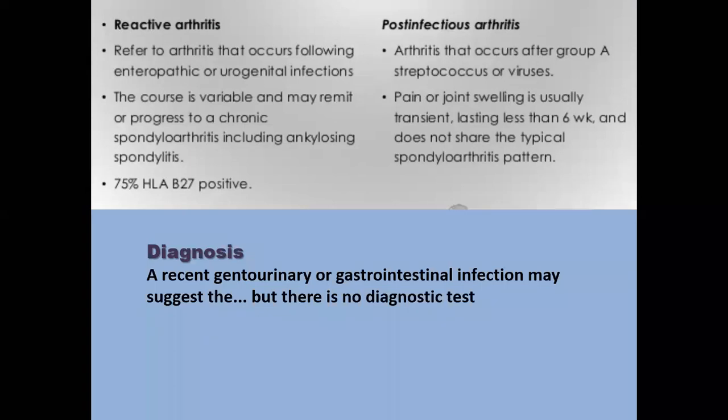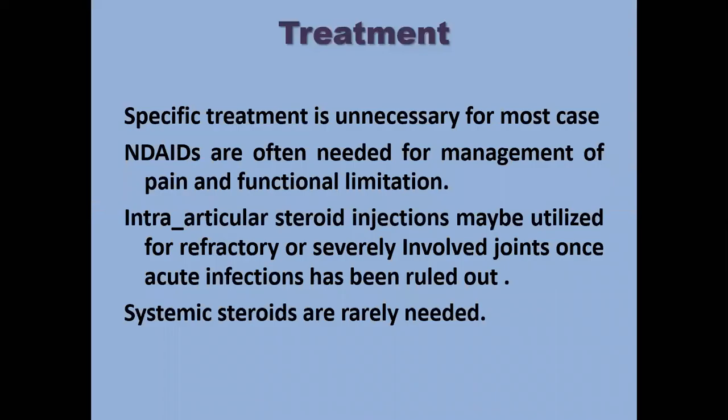In 75% of the cases HLA-B27 is positive. Whereas post-infectious arthritis occurs after group A streptococcus or virus. Pain or joint swelling is usually transient, lasting less than 6 weeks, and doesn't share the typical spondyloarthritis pattern. Diagnosis: a recent genitourinary or gastrointestinal infection may suggest it, but there is no diagnostic test and it is mostly clinical.